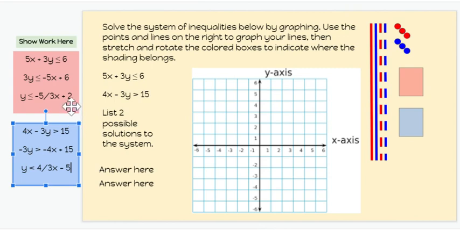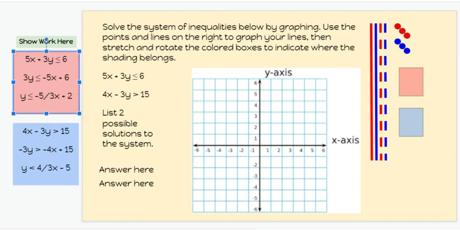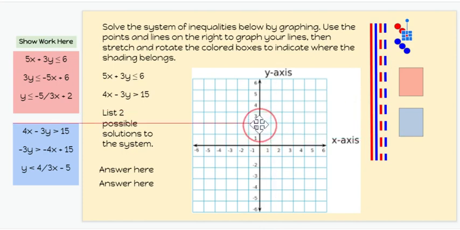All right, let's get to graphing. Let's start with this red one. Y is less than or equal to negative 5 over 3x plus 2. I need to start by plotting my points. So I'm going to grab my red points. Put this first one on the y-axis at 2 because my y-intercept is 2. And then my slope is negative 5 over 3.